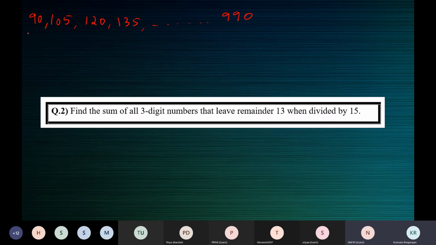Now add the remainder, add 13. Okay, 90 is a 2-digit number, children, I understand. But just listen, 90 is exactly divisible by 15. 90 plus 13 is 103. When you divide 103 by 15, it will leave remainder 13. Let me write it again.